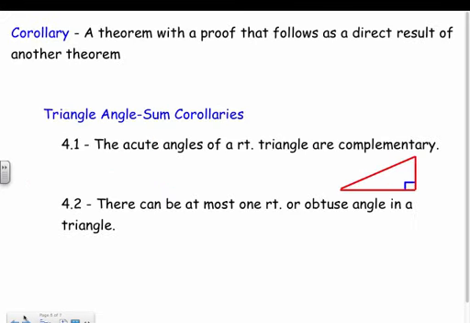And lastly, a couple of corollaries. Well, a corollary is kind of like a theorem. It's a theorem with a proof that follows as a direct result of another theorem. Well, we had the triangle angle sum theorem. So here are some corollaries based off that.